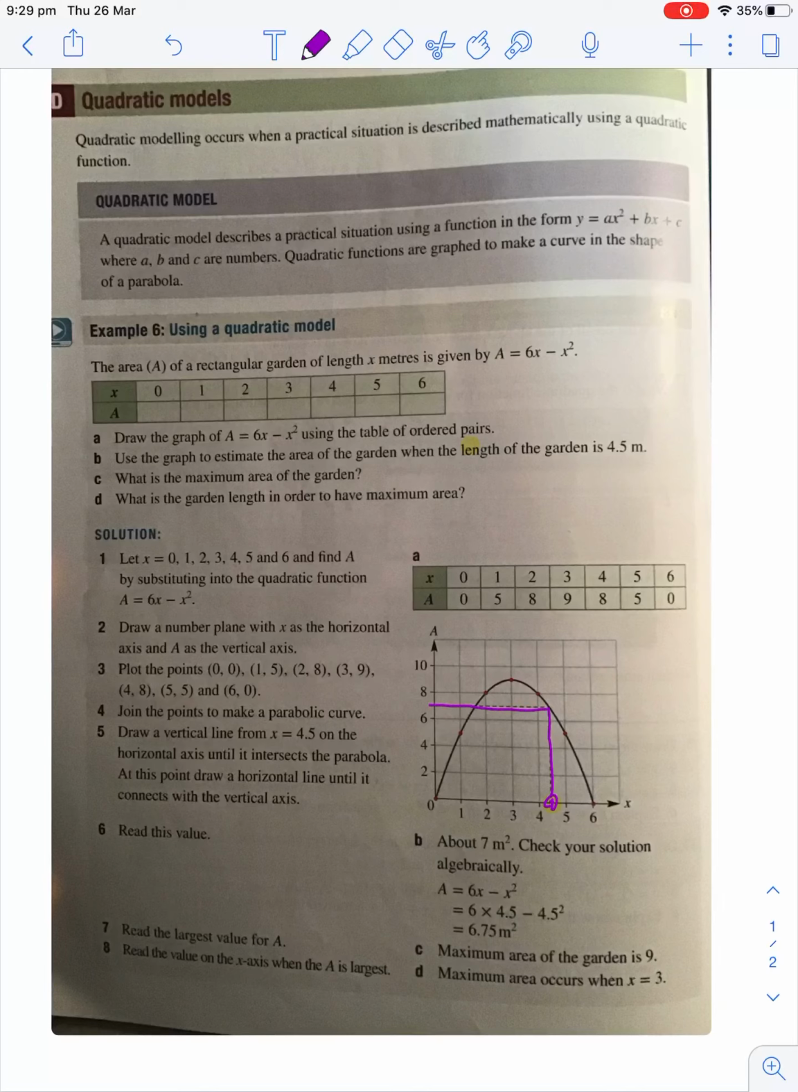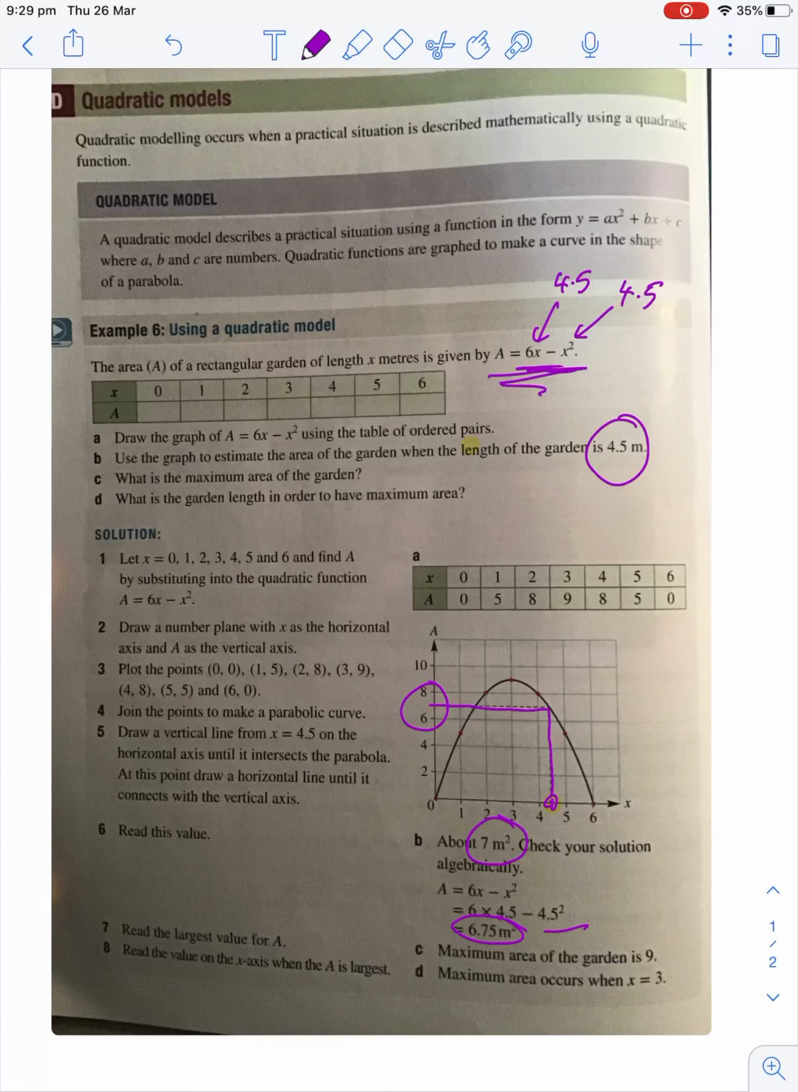So it is going to be about 7 meters squared. Now, instead of just using the graph, you can also use your equation to estimate the area. So we know that our x is 4.5. If we substitute our 4.5 into our equation, we get a better estimate than our 7. So putting our 4.5 into this will get us 6.75.